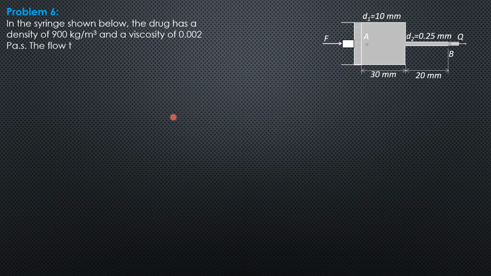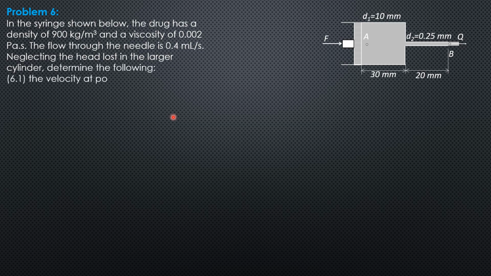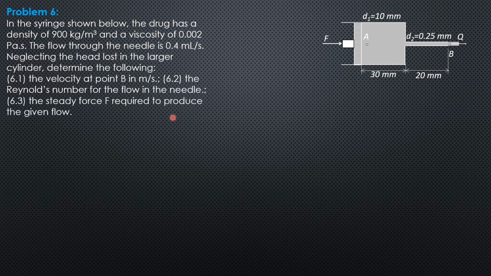Example 6 on viscous flow in pipe stacks under laminar flow. In the syringe shown below, the drug has a density of 900 kilograms per cubic meter and a viscosity of 0.002 pascal second. The flow through the needle is 0.4 milliliter per second. Neglecting the head lost in the larger cylinder, determine the following.